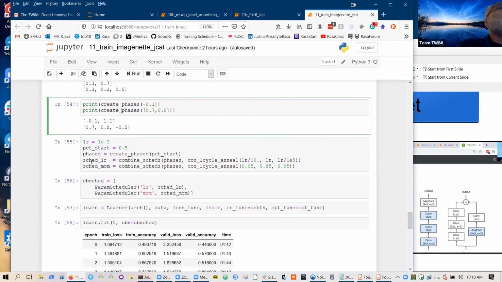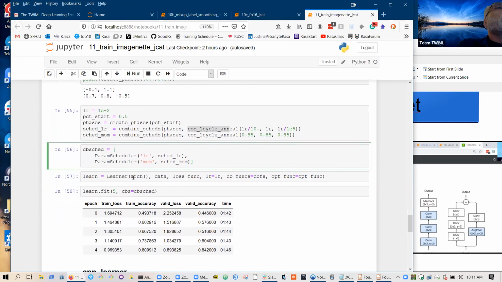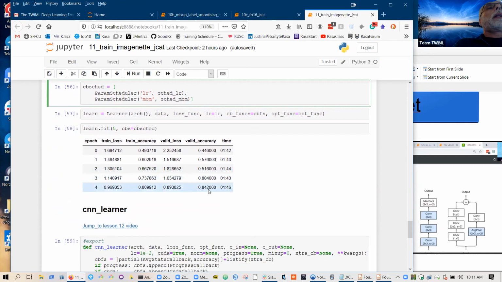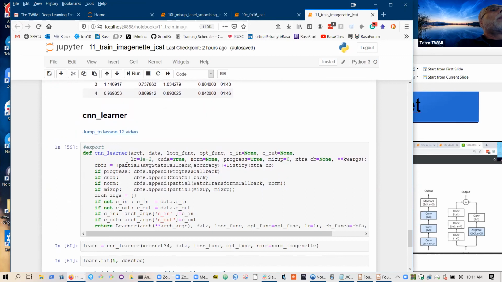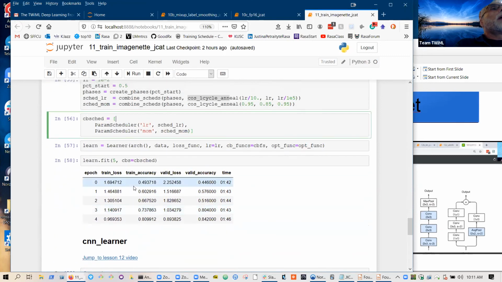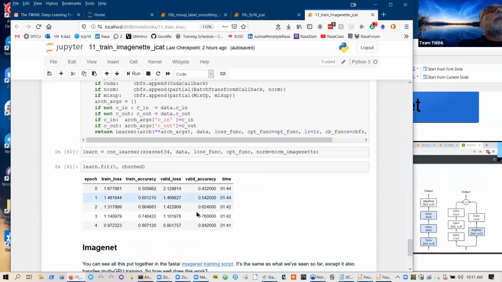And so he creates 2 schedules, and one of them is for momentum, but he's using this cosine 1 cycle thing that he created before, which is a cosine annealing function. Then he puts together these 2 schedules, runs it with these schedules in place, and gets a nice result. And then he refines this a little bit, this CNN learner, doing the same exact thing, and it gets pretty much the same result at the end.